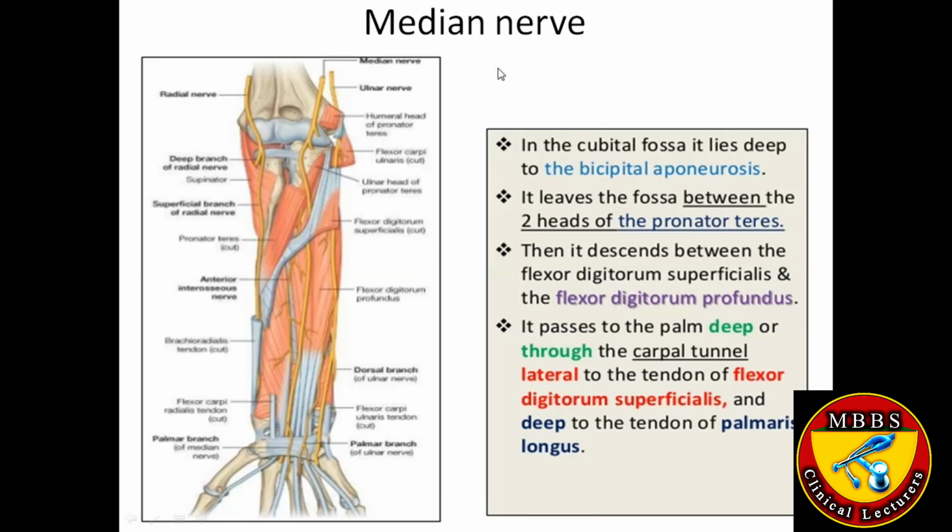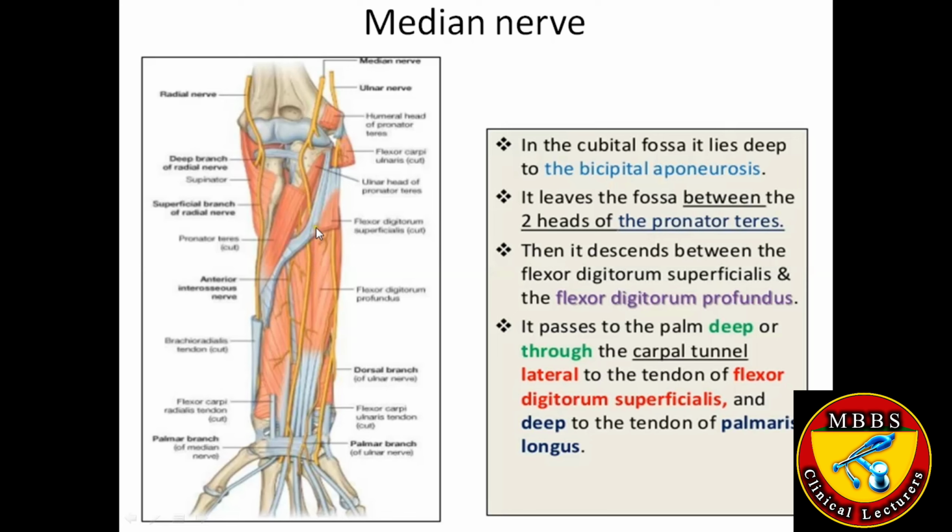Now the major nerve found in the anterior compartment is the median nerve, that is the main supply of the anterior compartment. All the muscles are supplied by the median nerve except the medial part of the flexor digitorum profundus and the flexor carpi ulnaris. So in the cubital fossa, it passes deep to the bicipital aponeurosis, and it leaves the fossa by passing between the two heads of the pronator teres. It enters into the forearm by passing between the two heads of the pronator teres. Then it descends down between the flexor digitorum superficialis and flexor digitorum profundus.